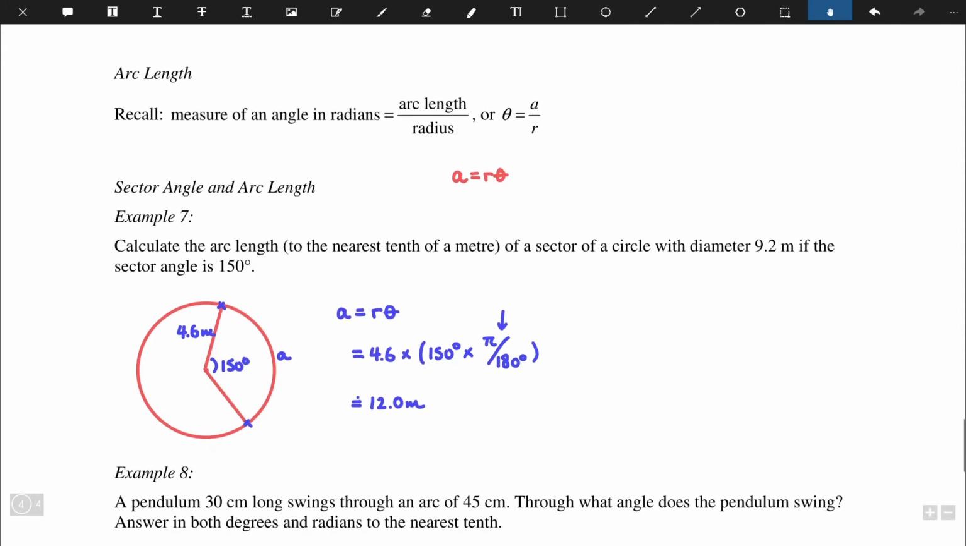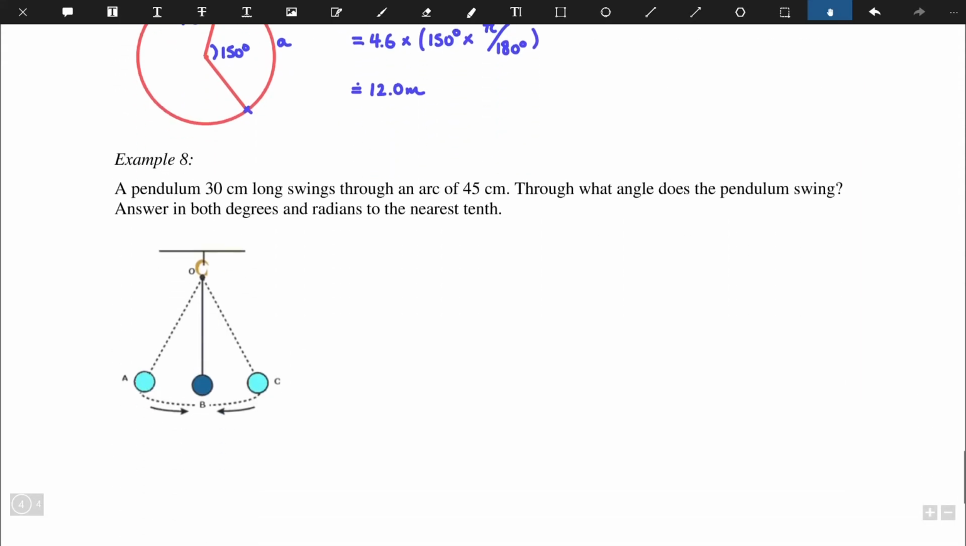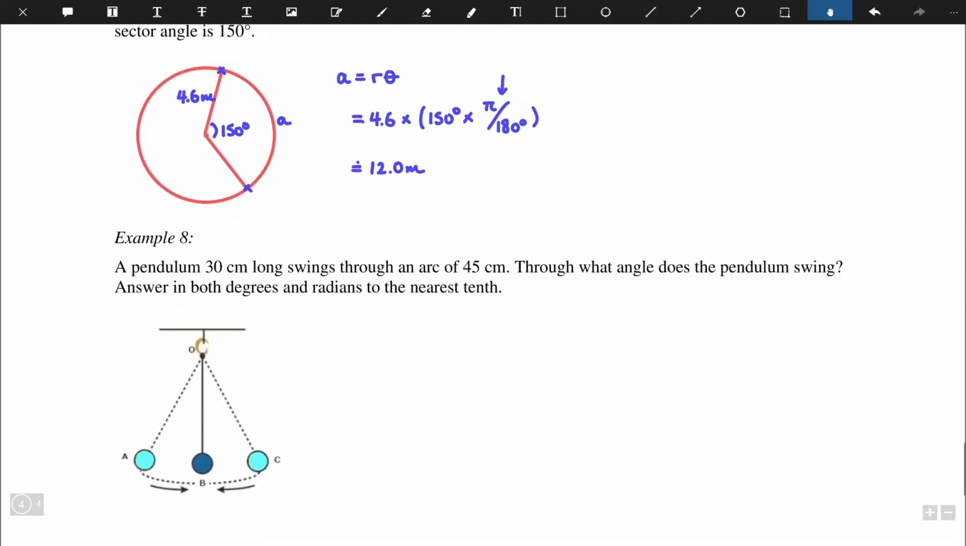Okay. Next question, pendulum, 30 centimeter long string. So this is 30 centimeters long. Swings through arc of 45 centimeters. So this is the arc length, and we are to find the angle in between, in both degrees and in radians.